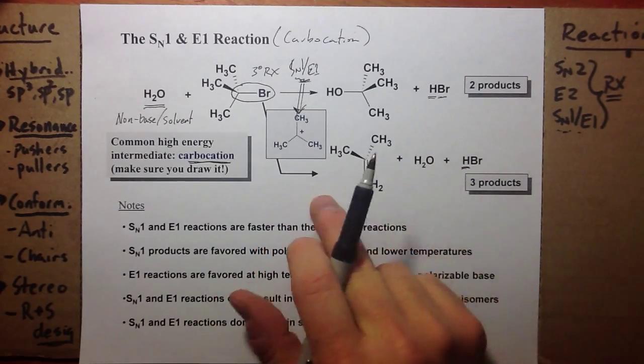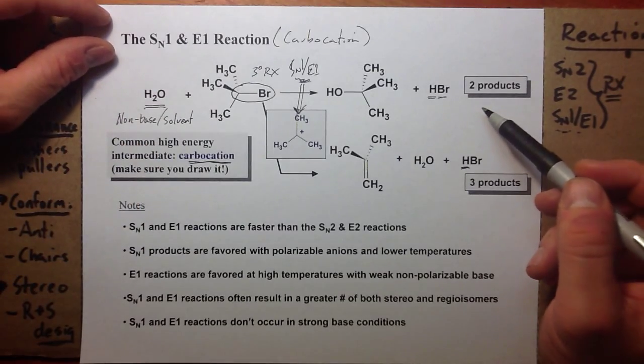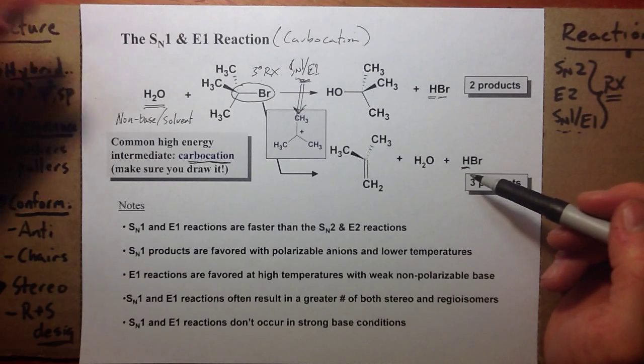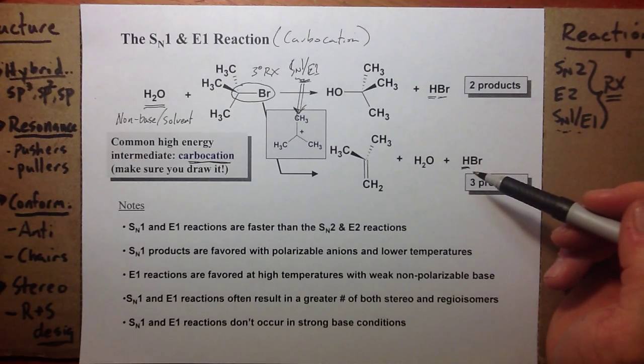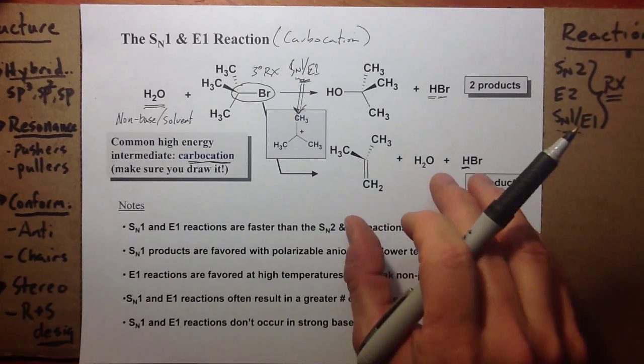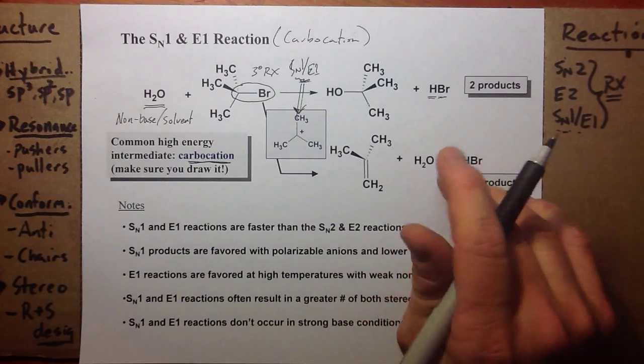Something just to be quickly said about the two different types of reactions. SN1, we get 2 products. E1, you get 3 products. So at high temperature, elimination becomes favored because entropy favors at high temperature the production of more stuff than less stuff. At high temperature, E1 becomes favored.